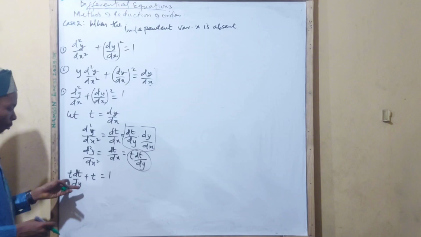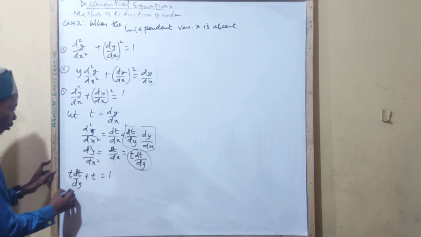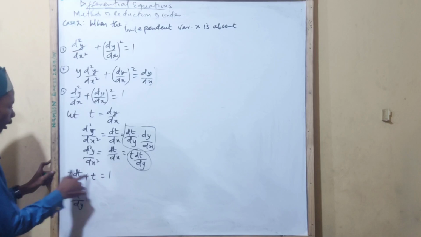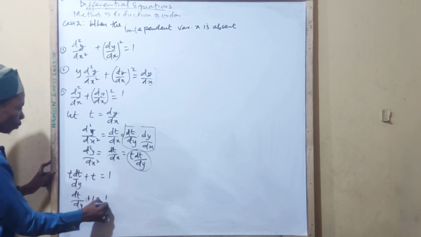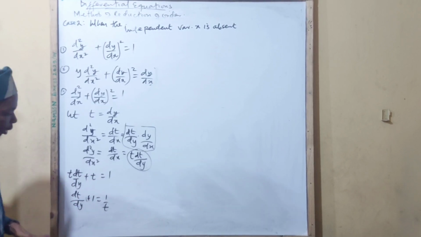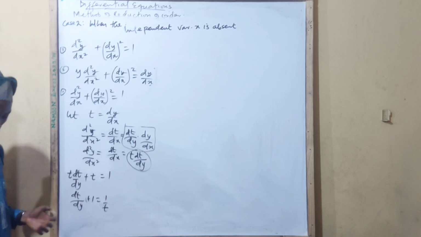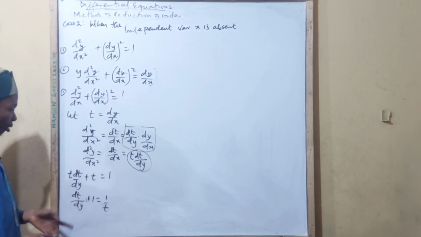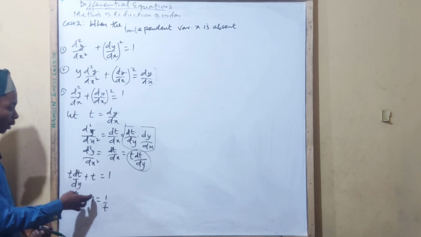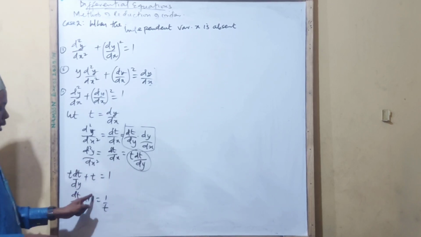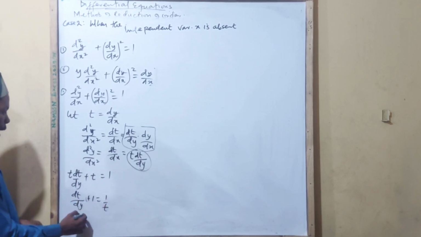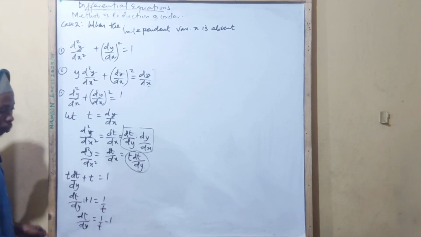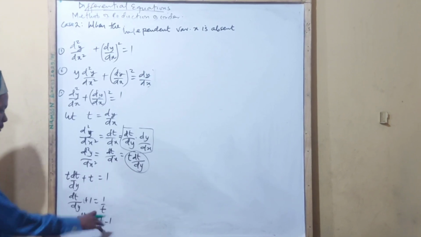Divide both sides by t. So if I divide both sides by t, we are going to have dt/dy, t over t, that's 1, equals to 1 over t. So this one, we don't need to use what is it called? Linear equation. It's not a linear equation. We can actually use variable separable here. If I bring this one to this side, we are going to have dt/dy equals to 1 over t minus 1.